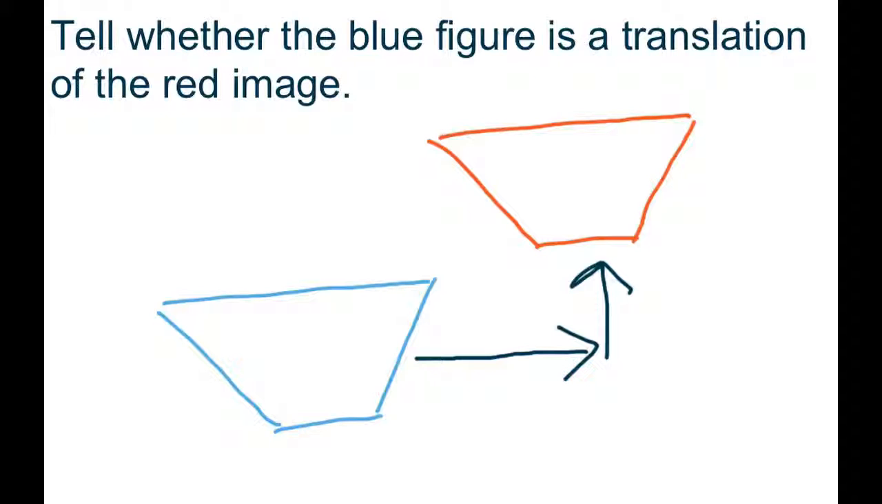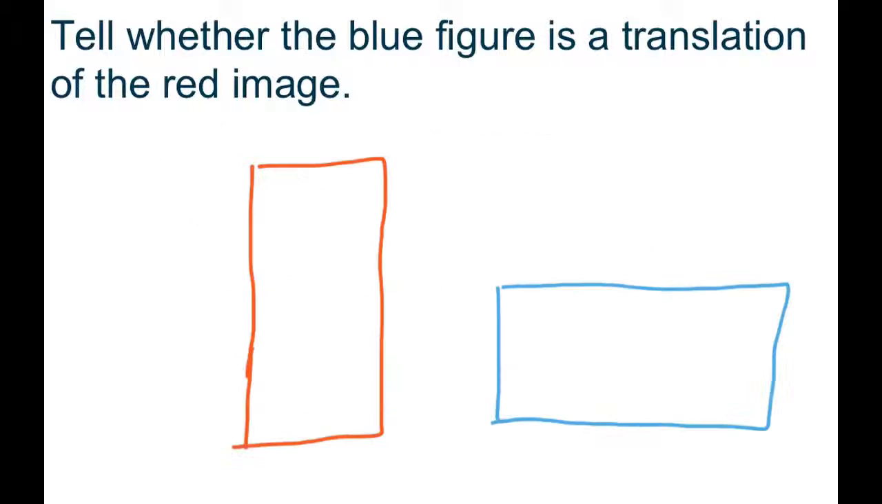Now let's tell whether the blue figure is a translation of a red figure. Here we see that no matter which way we slide it, up, down, right, or left, this cannot create the red image, because the only way to gain the red image is if we turn it. So this would not be a translation because it turns.